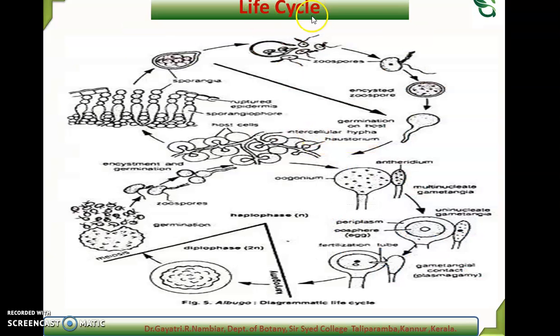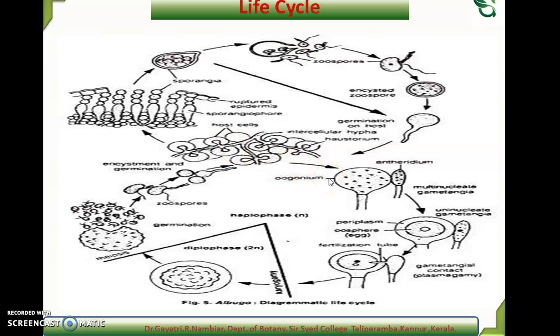Now talking about the life cycle, during asexual reproduction, from the host cells the sporangiophore will develop, on which the sporangia are formed, and at the time of germination, zoospores are produced, which are flagellate. Zoospores undergo a resting period by withdrawing the flagella. It is reniform in structure, and after that it encysts and forms the encysted zoospores, and the zoospores will germinate by putting out the germ tube, and it results in the formation of hypha which develops into mycelium, and in this way asexual reproduction will continue.